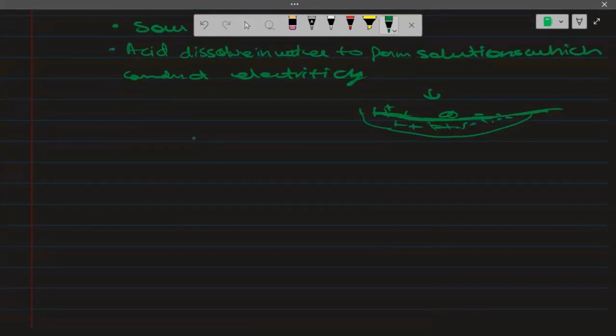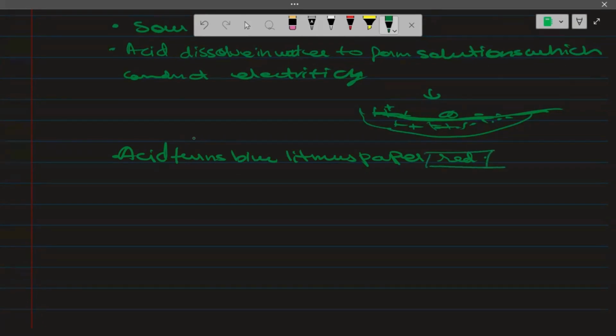Now, the third property of an acid is that acid turns blue litmus paper red. Okay, acid turns blue litmus paper red. It means that when a moist blue litmus paper is kept in an acid, it will turn red, and depending on its acidity, it will change its color.